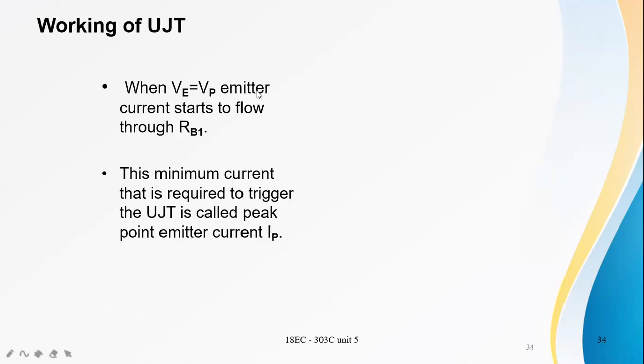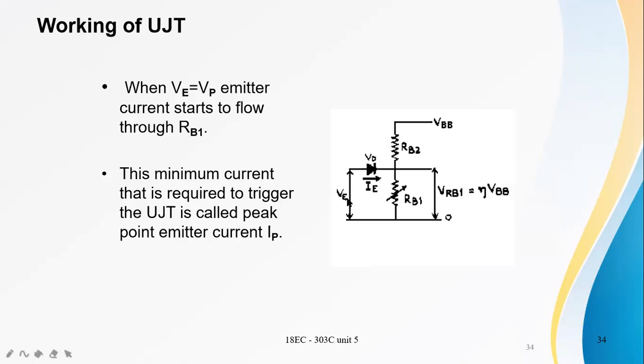When VE equals VP, emitter current starts to flow through RB1. The diode is in forward bias. The minimum current that is required to trigger the UJT is called the peak point emitter current, or peak current, denoted by IP.